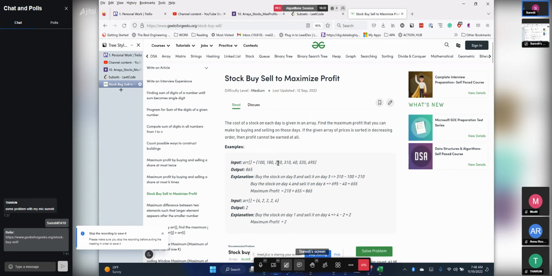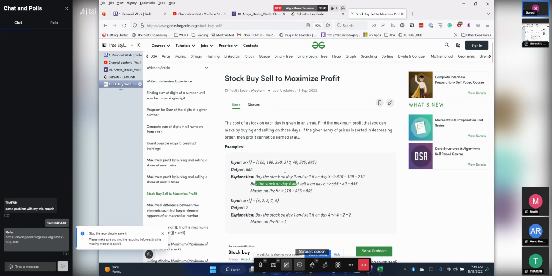Buying on day zero and selling on day three, that is 0, 1, 2, 3, right? On the third day, the value is 310. How much did you buy it for? You bought for just 100 rupees. Now you are selling the stock for 310. So how much profit did you get? 210, right? So that's the profit.